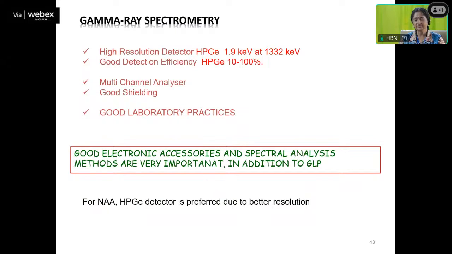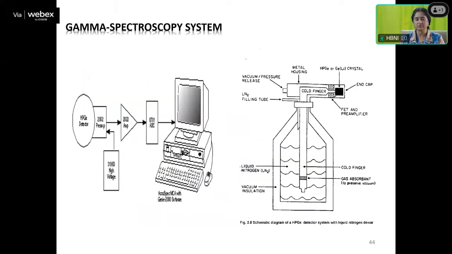Good electronic accessories and spectral analysis methods are very important in addition to good laboratory practice. For NAA, the HPGe detector is preferred due to better resolution. This is a typical setup for an HPGe detector, which needs to be cooled by liquid nitrogen from a container, because it needs cooling.